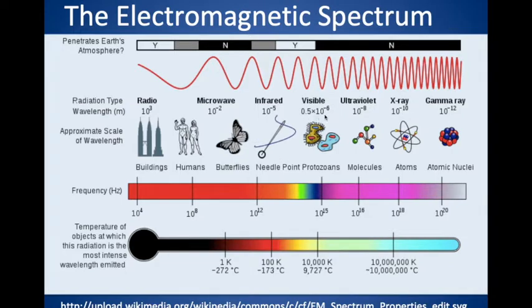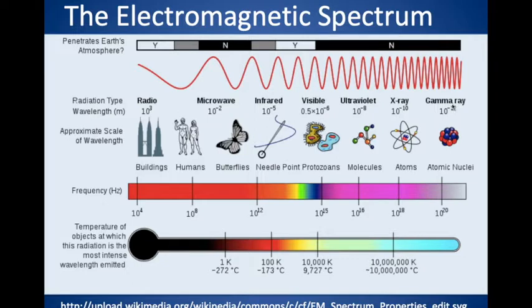Then visible, even less than a micrometer, hundreds of nanometers is another way of saying that. The ultraviolet waves, maybe in the tens of nanometers down to nanometers. Then X-rays are a fraction of a nanometer, and gamma rays are down around a picometer.